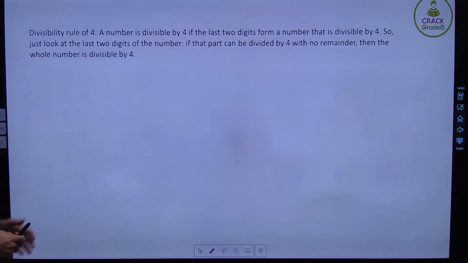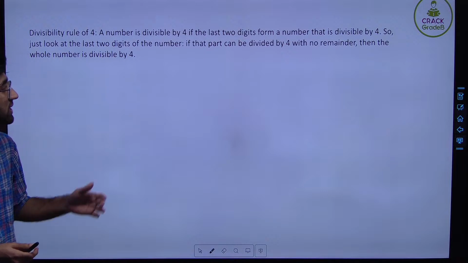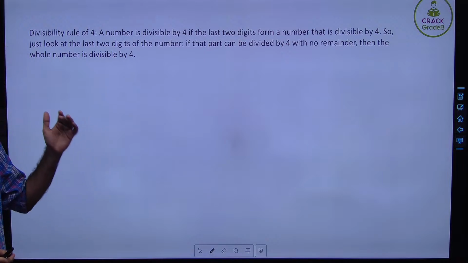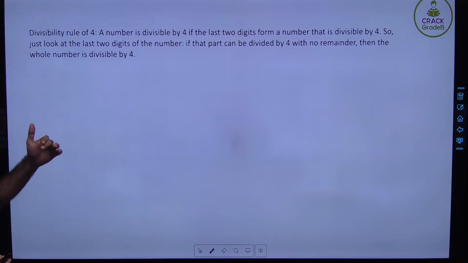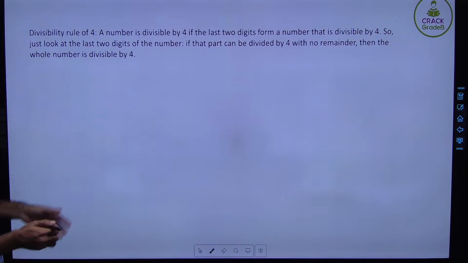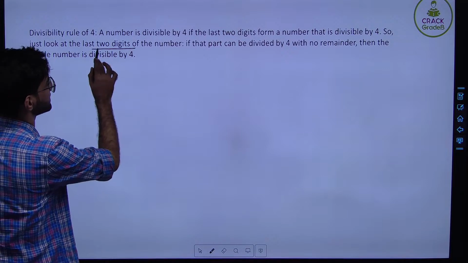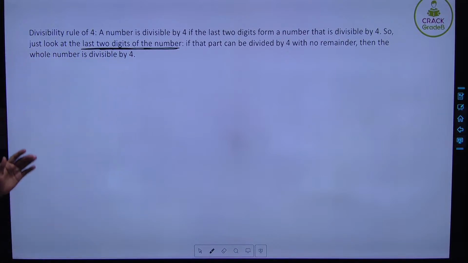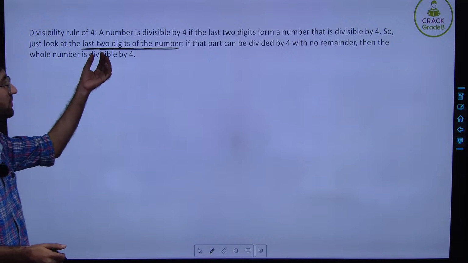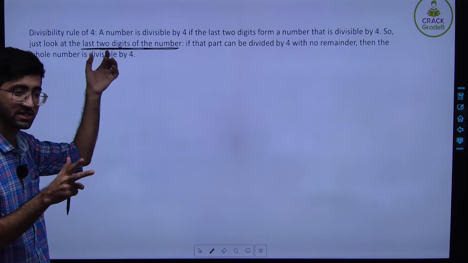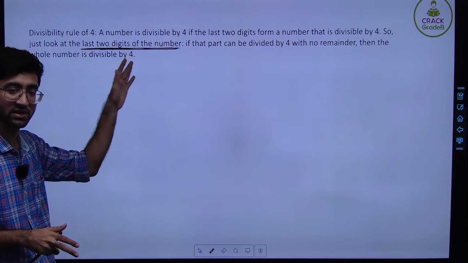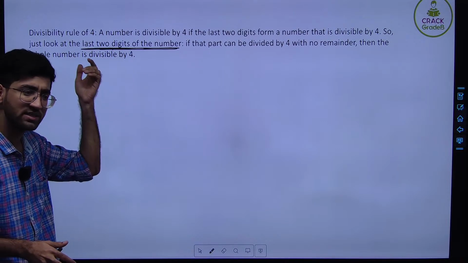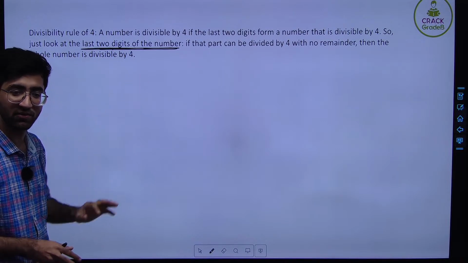Now we will learn about the divisibility rule of 4. A number is divisible by 4 if the last 2 digits form a number that is divisible by 4. So just look at the last 2 digits of the number. Remember, you only have to look at the last 2 digits, right? If that part of 2 digits is divisible by 4, the number is divisible by 4.